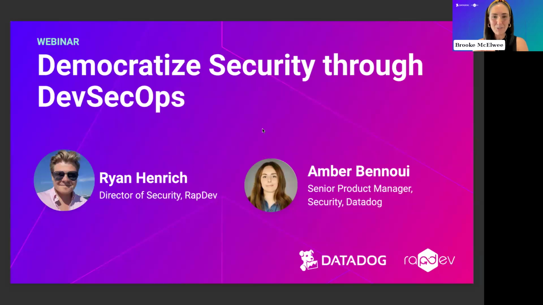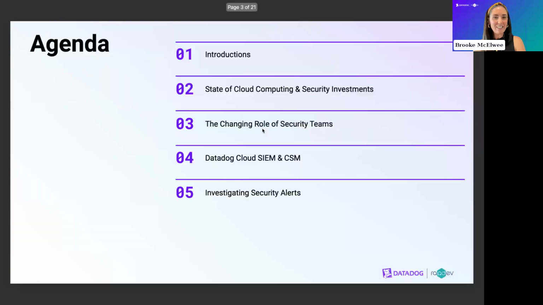So I would love to introduce our speakers today. We have Ryan Henrich here, Director of Security at RapDev, as well as Amber Benoist, Senior Product Manager at Datadog. Ryan and Amber are going to discuss the state of cloud computing and security investments, the changing role of security teams, and then they're going to introduce Datadog Cloud SIEM and CSM, and we'll discuss investigating security alerts before opening it up to that Q&A. So without further ado, I will hand this over to Amber.